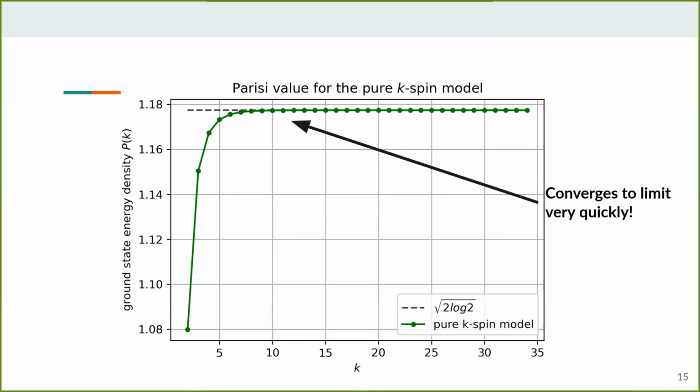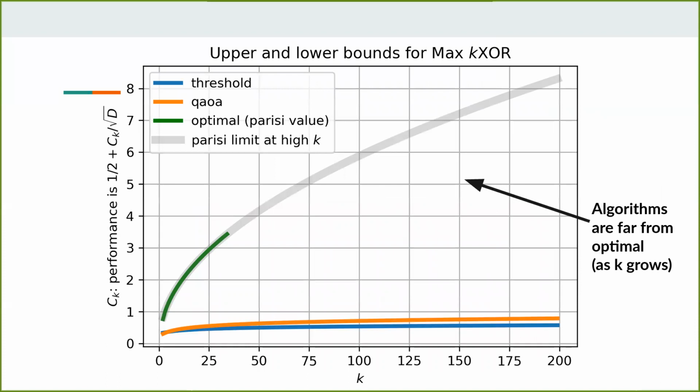The code that does this is open source. I'm happy to talk about it further, and you can ask me any questions about it afterwards. But this is what happens in the kXOR problem. It turns out that even though the QAOA outperforms the threshold algorithm, the optimal value actually scales with square root k. And so it grows a lot faster than the QAOA or threshold algorithm's performance.